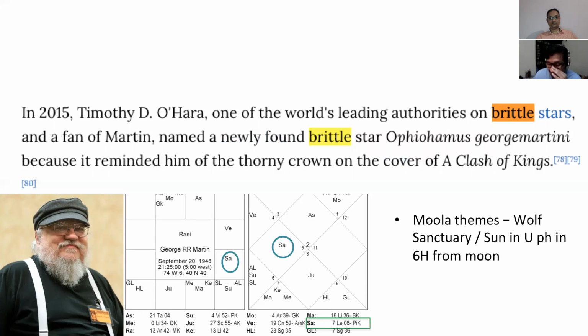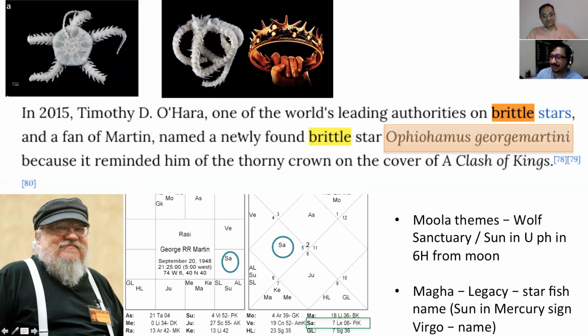And then, one specific trait of Magha natives is that they are known to leave their legacy behind. They leave things behind for entire generations to remember them. Obviously he has written A Song of Ice and Fire, and Game of Thrones is behind him. That is his legacy for sure. But one way he has been immortalized is that a scientist who was a fan of Game of Thrones named a brittle star, which is a starfish, after George R. R. Martin by calling it George Martini, because it reminded him of the thorny crown on the cover of Clash of Kings, which is book number 2 of Game of Thrones. So the star is like the crown. The scientist named the starfish after George Martini, and now he has literally left his legacy behind, his starfish.